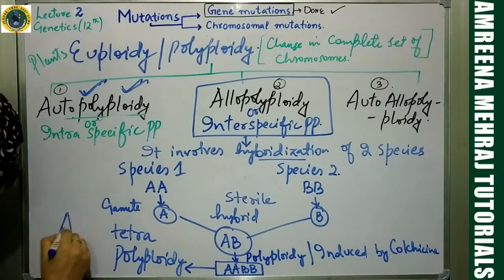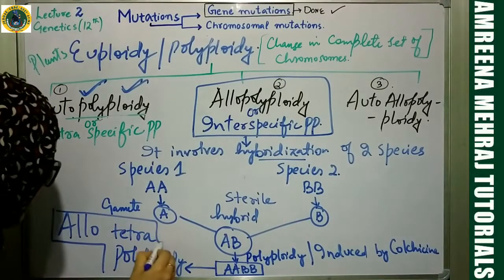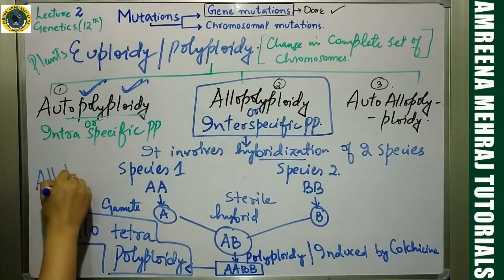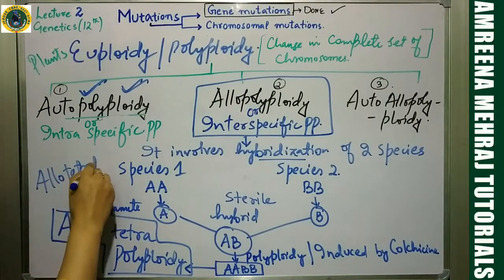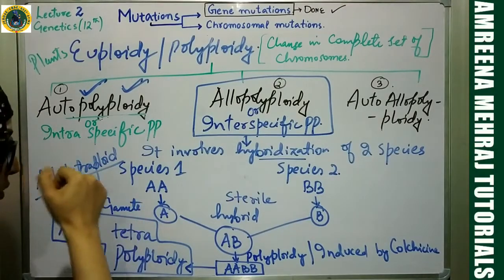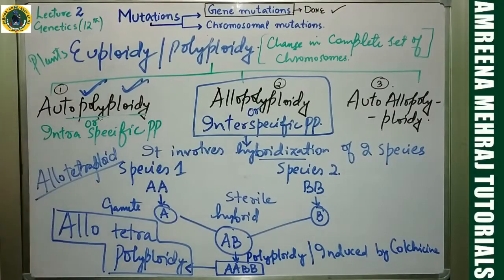That's why you call it allotetraploid. Okay, that's why you call it allotetraploidy. And you call this plant what? You will call it an allotetraploid. Pay attention. Now, you have certain allopolyploids which are generated in agriculture.